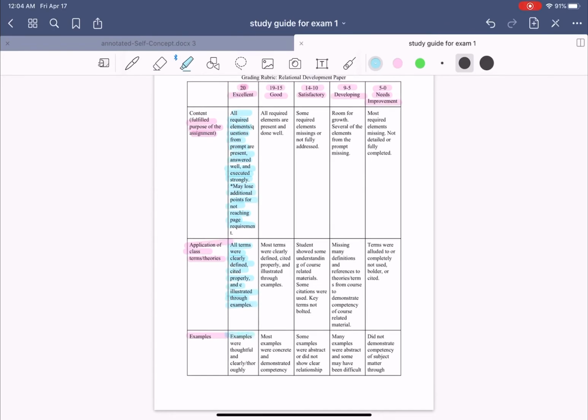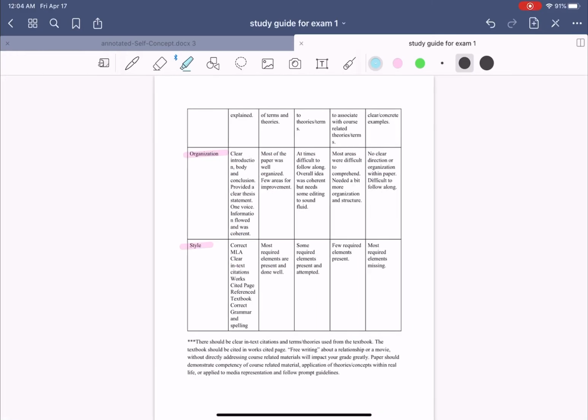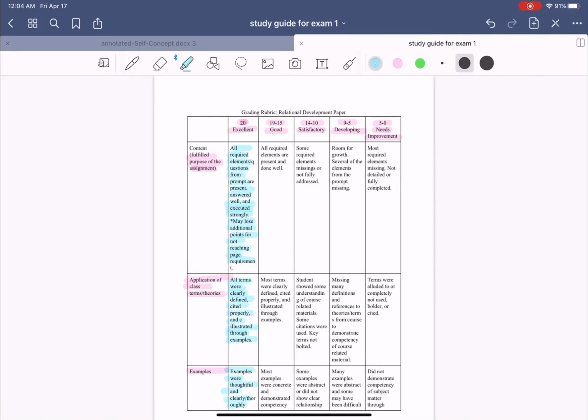Examples were thoughtful and clear, thoroughly explained, you get 20 points, right? The examples should clearly relate back to the terms and theories discussed.